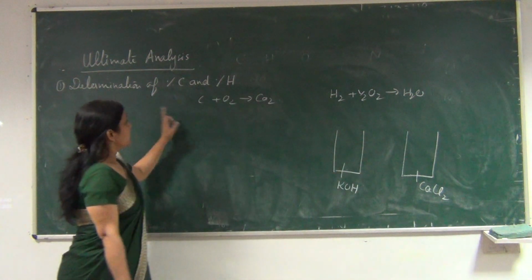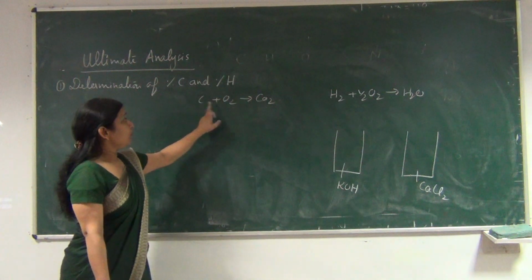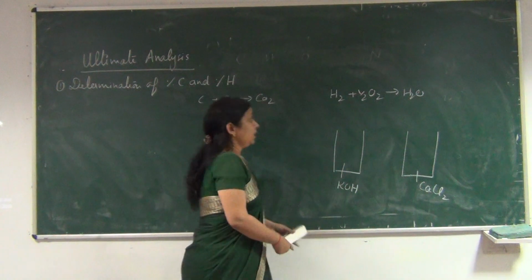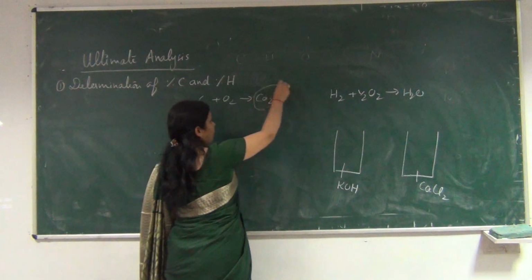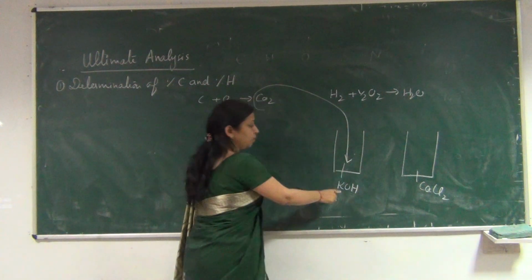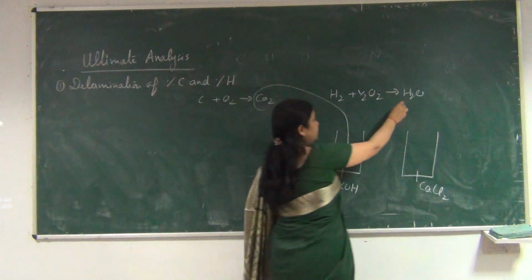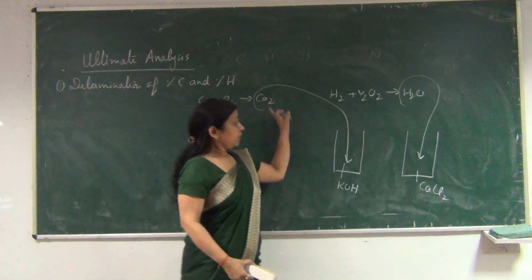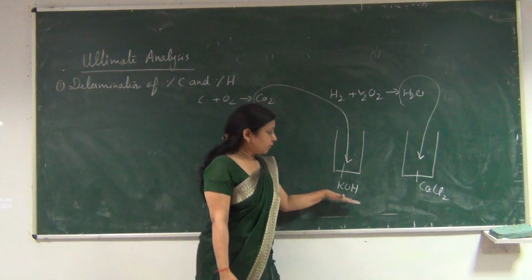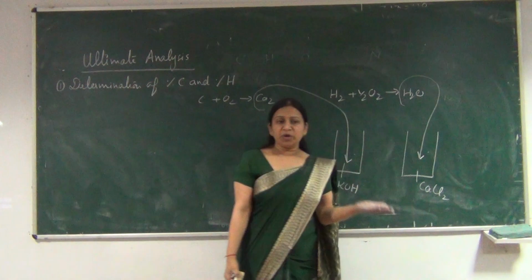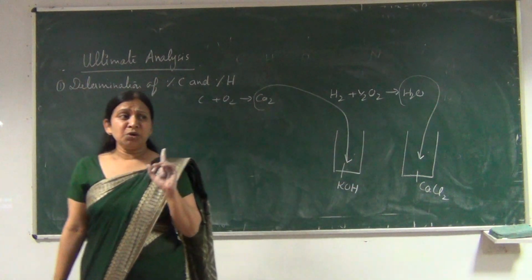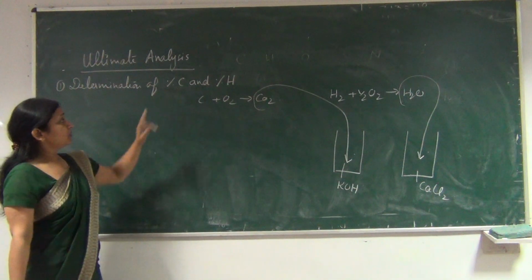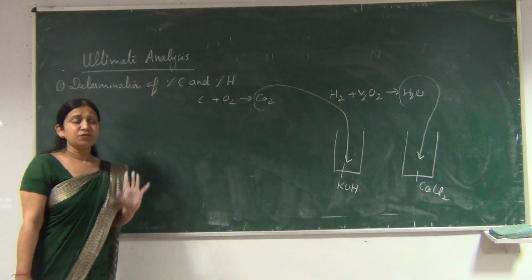Now if the coal is having carbon and hydrogen, carbon will form carbon dioxide and hydrogen is going to form water. Now the carbon dioxide which is formed is made to absorb on KOH. The water which is formed is made to absorb on calcium chloride. Now when they absorb, the weight of KOH and calcium chloride is going to increase, and from the increase in the weight of KOH and calcium chloride, we calculate the percentage of carbon and percentage of hydrogen.